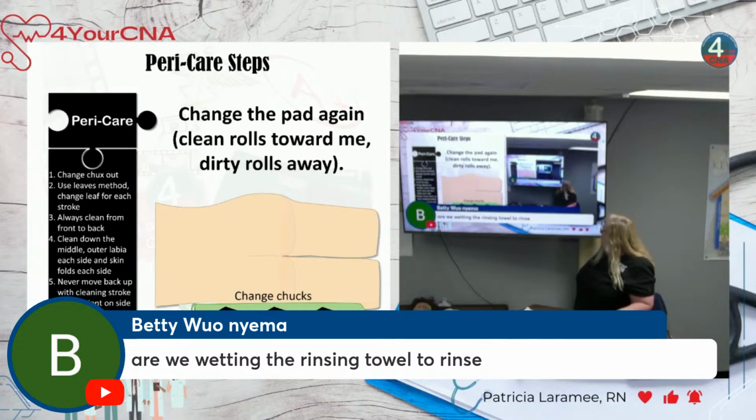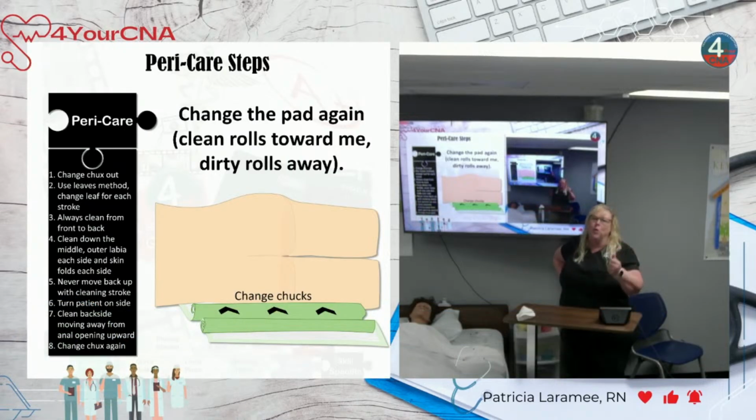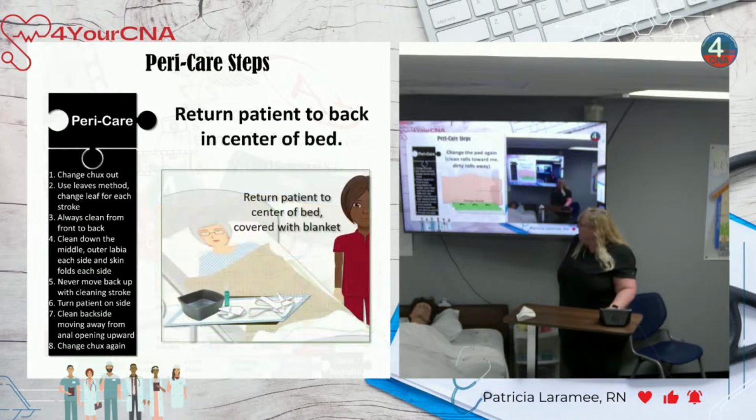Are we wetting the rinsing towels to rinse? Yes. You have to wet it. That's the whole rinsing means with a wet towel. So yes, you would wet the washcloth. So we just sit all 4 of the washcloths in the basin to begin with, and then you're going to take them out one at a time as we use them. Yep. So we'll change that chucks out.